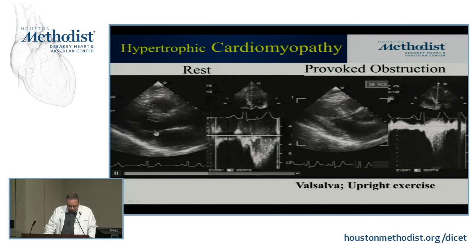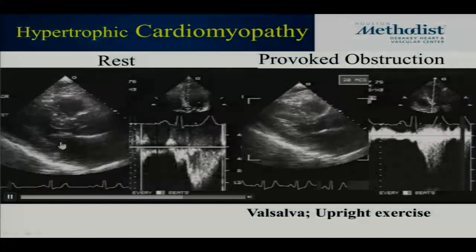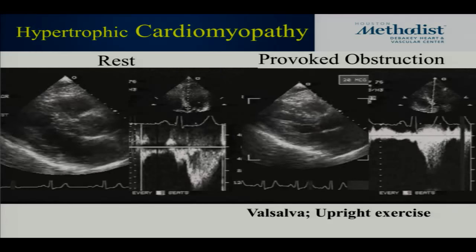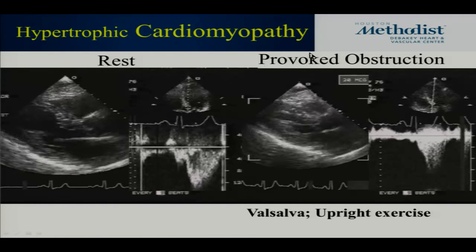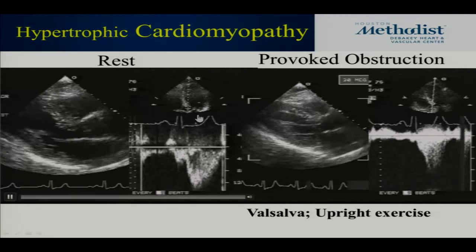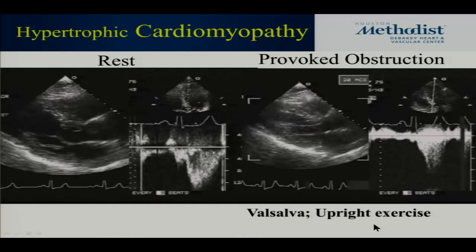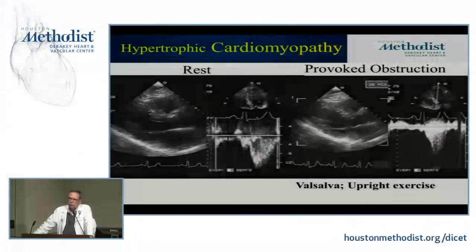Now, many patients may have the hypertrophic features without the SAM or the obstruction, and some of them never have it, but many of them, if you provoke them, will show it. So this patient shows a nice provocation with Valsalva. Valsalva, exercise, inotropes, amyl nitrate, all those things have been used as ways of provoking the obstruction.